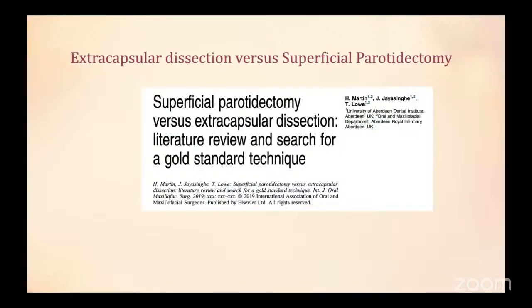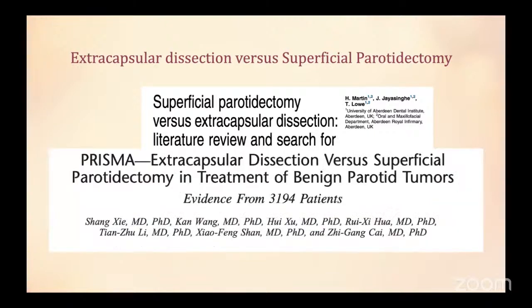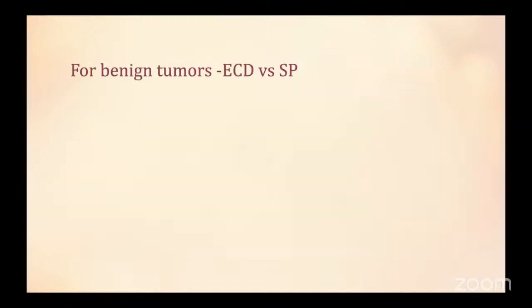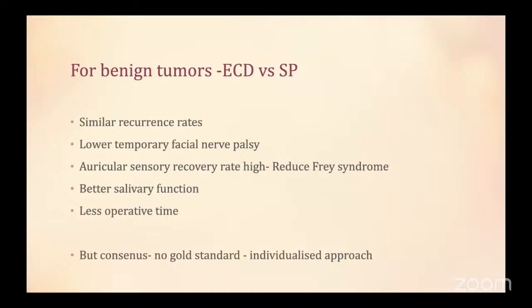So extracapsular dissection versus superficial parotidectomy. All these procedures are done mainly for benign tumors or low-grade T1, T2 tumors. When we compare these two, systematic reviews reveal a similar recurrence rate, but extracapsular dissection does show a lower temporary facial palsy rate, better auricular sensory recovery, better salivary function, and less operative time.